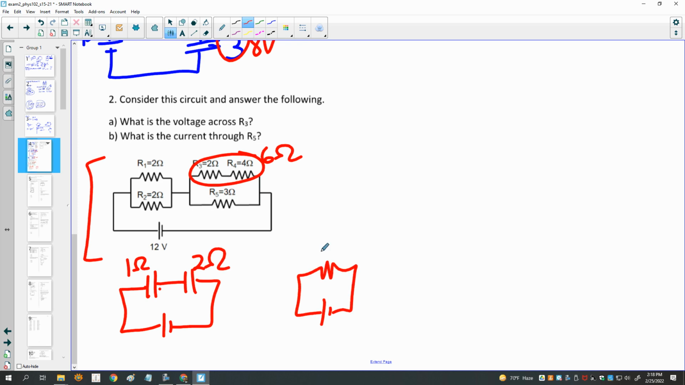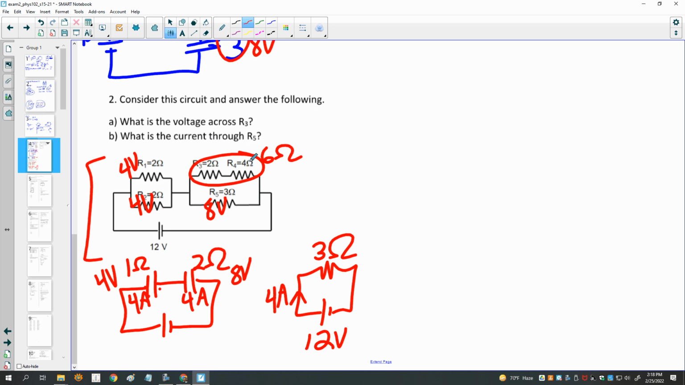So then that gives me a 3 ohm resistor with, what is it, 12 volts. That means I have a current equal to 4 amps. So 4 amps here, 4 amps here. That means I have 4 volts here and 8 volts here. So I have 4 volts, 4 volts, 8 volts. And then up here, I have 8 volts across these two resistors. And then that means I'm going to have a current equal to 8 volts divided by 6 ohms, or 4/3 amps. So I have 4/3 amps on each of those.